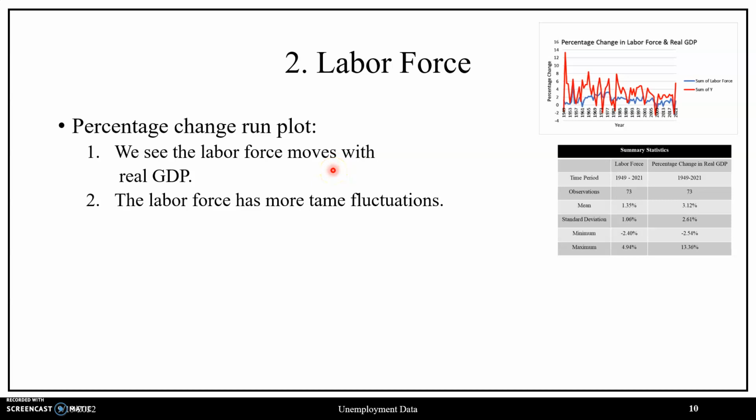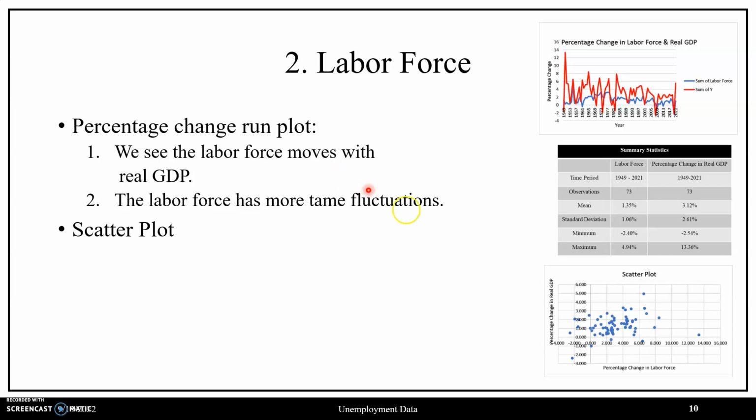To give further evidence of what we're seeing, let us now turn to our scatter plot, where our scatter plot below plots our two variables amongst one another and allows us to see if there's a relationship between our two variables or not. On the horizontal axis, we have the percentage change in the labor force, and on the vertical axis, we have the percentage change in real GDP.